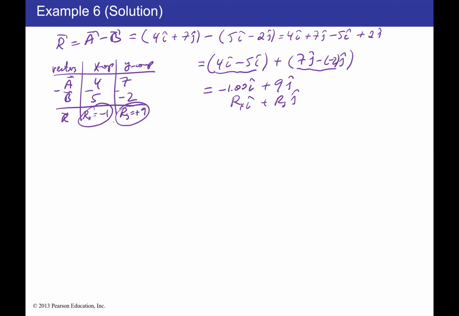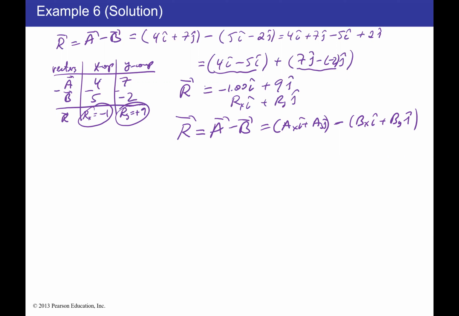So you can do this in terms of this version. That means vector r is equal to, if it's a minus b, you can just write it in terms of components. The general form is ax i hat plus ay j hat, then minus bx i hat plus by j hat, and then continue from here and open it up, and then just add the x components, the i hat components together, and j hat components together. Anyway, that's what we got for the r vector.